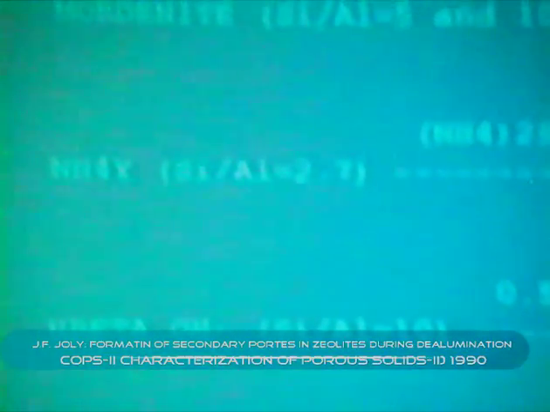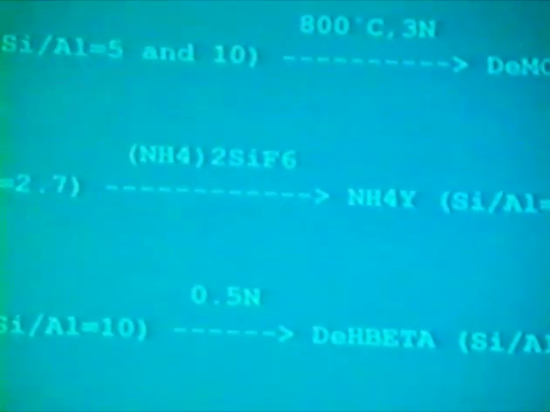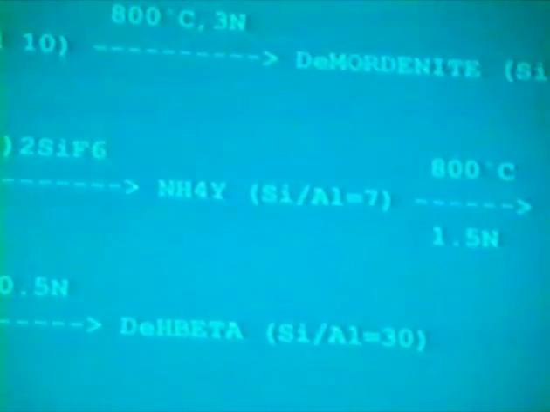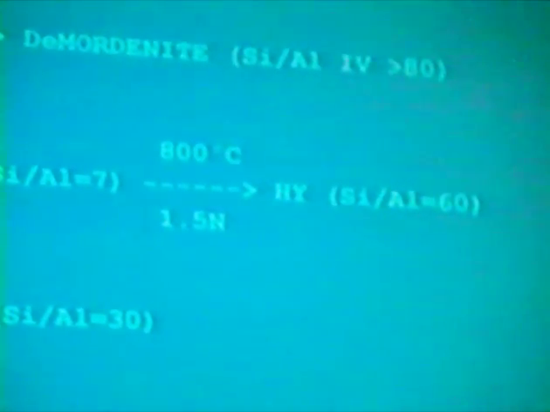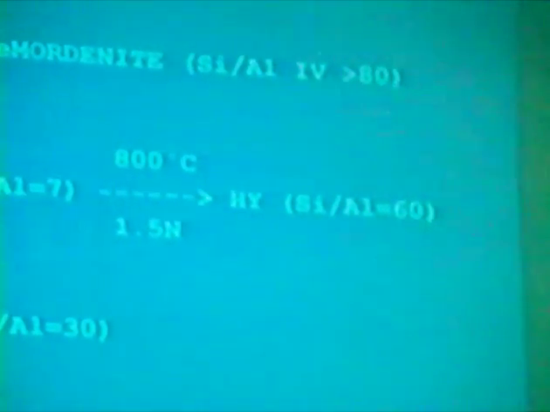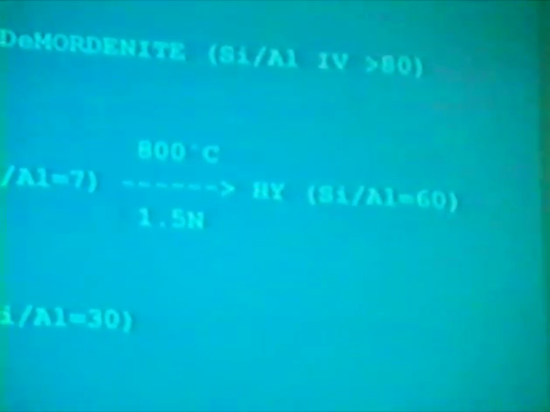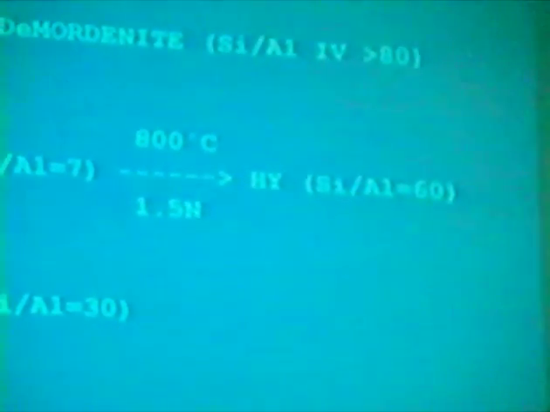HY zeolite with an initial silicon to aluminum ratio of 2.7 has been first submitted to hexafluorosilicate treatment so as to increase the initial silicon to aluminum ratio from 2.7 to a value close to 7. And this material could be considered now as our starting material. This zeolite has then been submitted to a similar steaming dealumination treatment as mordenite, and this led to dealuminated HY zeolite with framework silicon to aluminum ratio close to 16.